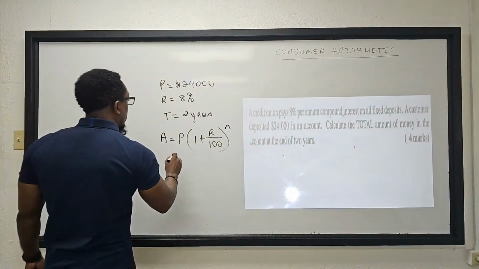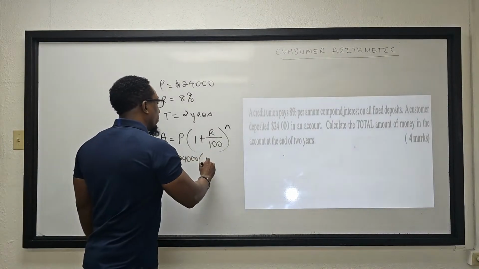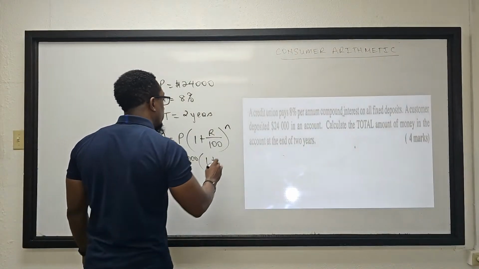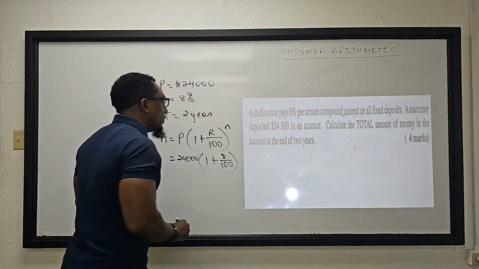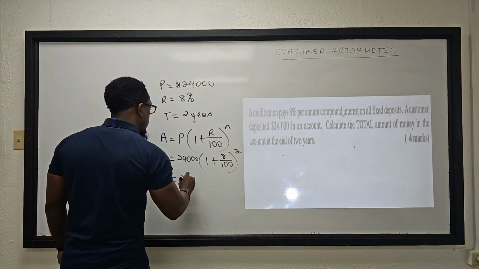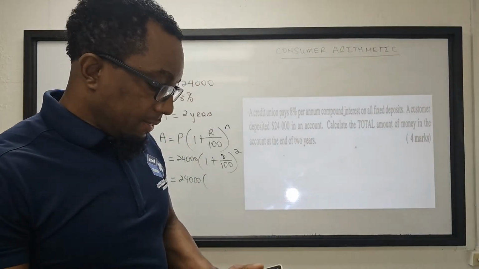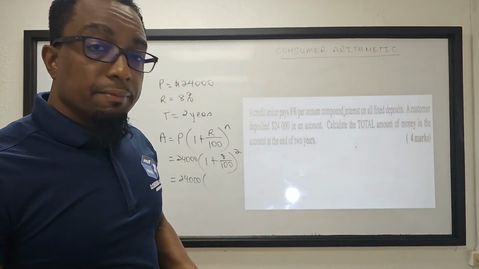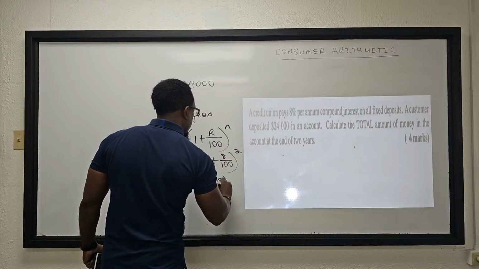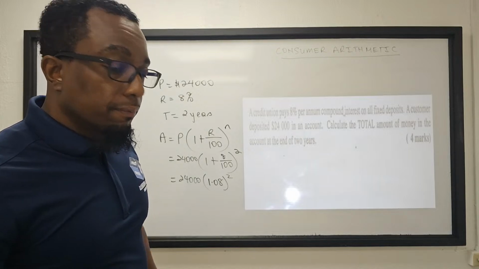The principal, as we know, is 24,000. Open brackets, 1 plus the rate, which is 8%, so we're going to simply place 8 all over 100, raised to the power of n, and n will be 2. So we know this is 24,000. And in brackets, we can divide 8 by 100 to give us 0.08, which we add to 1 to give us 1.08. So we're going to square 1.08, then we multiply that result by $24,000.